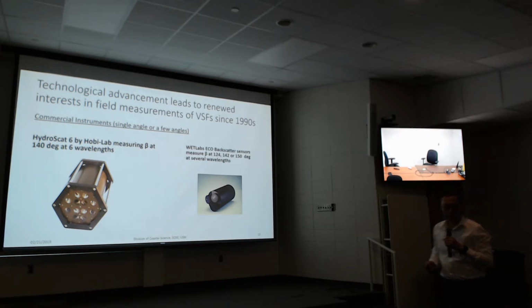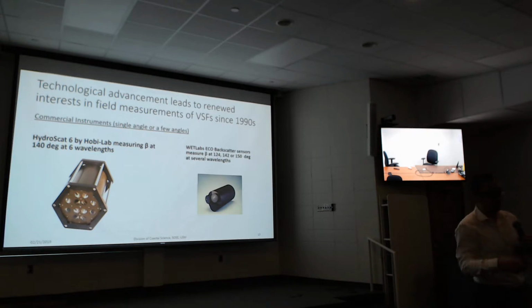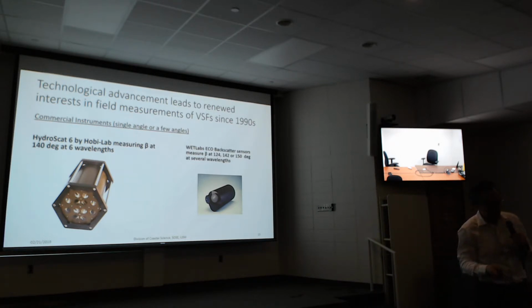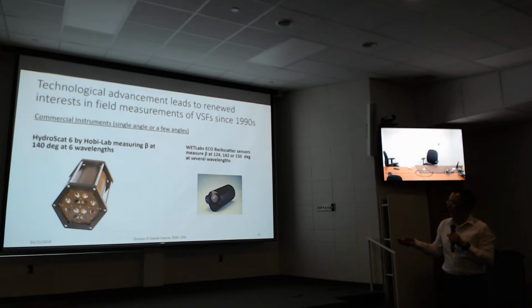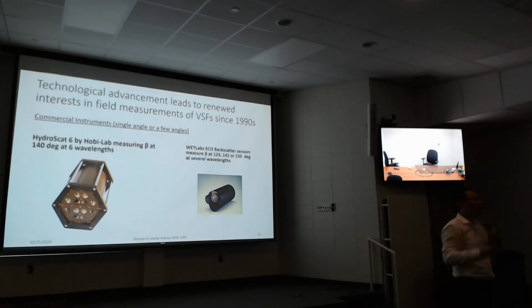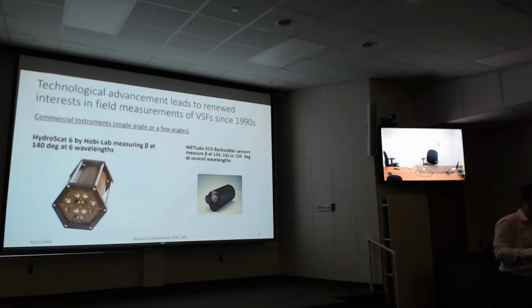The technology advancement after 1990 really rekindled the interest in field measurement of the volume scattering function. Here are a few instruments. I don't know if you know the Hydroscat by HOBI Labs. HOBI Labs no longer exists, but they produced a very good instrument called the HydroScat-6. When I was a PhD student at Halsey, we had one of these, which measured scattered light at only one angle, 140 degrees, at 6 wavelengths.